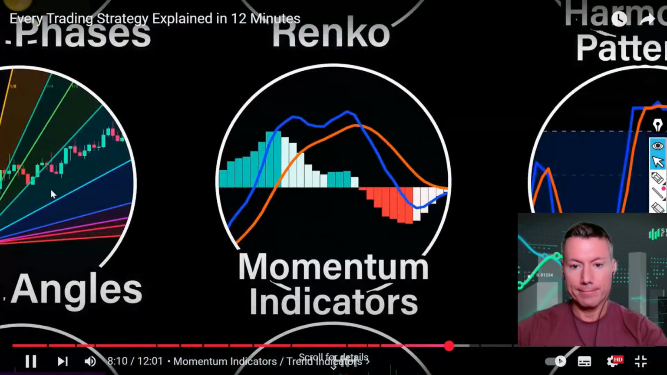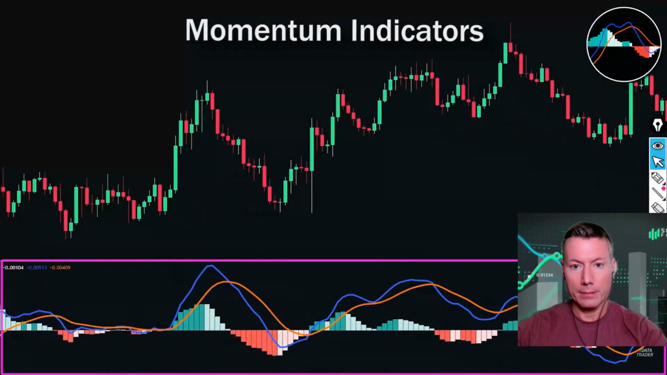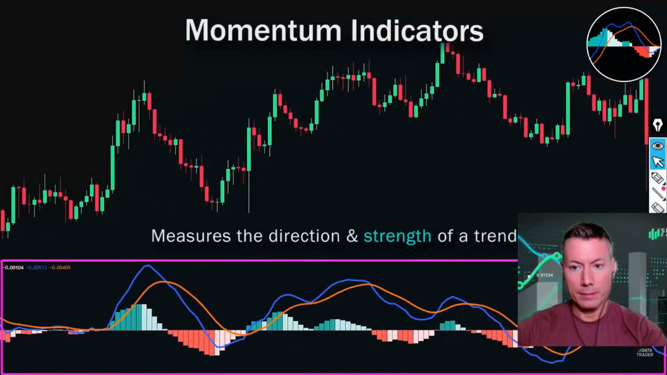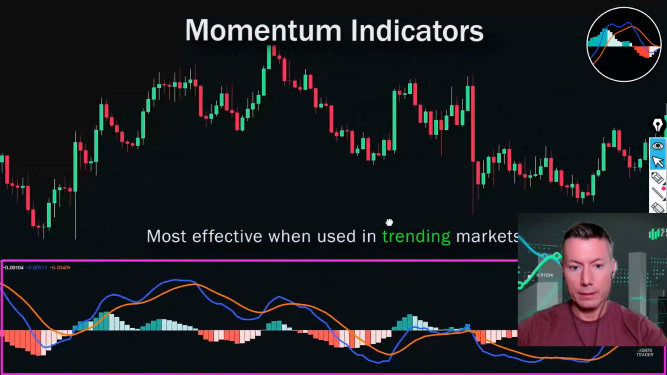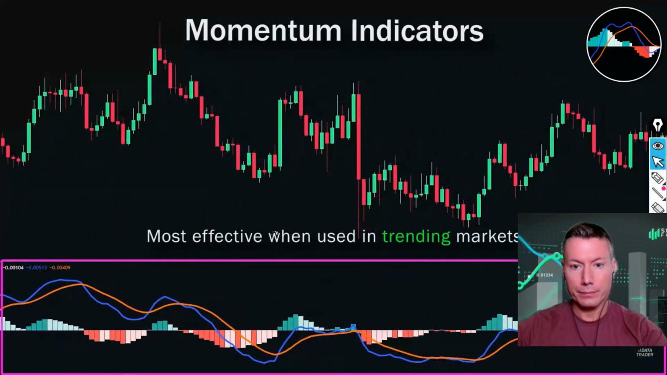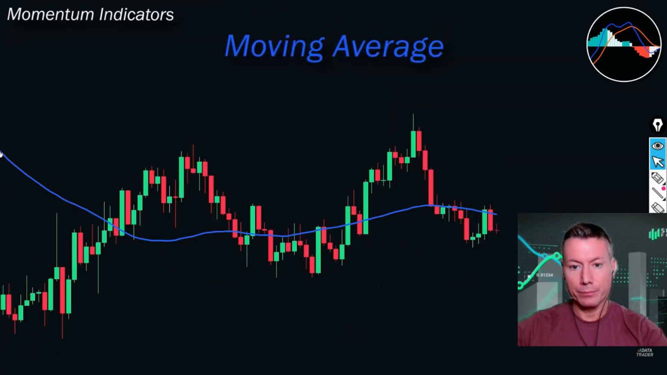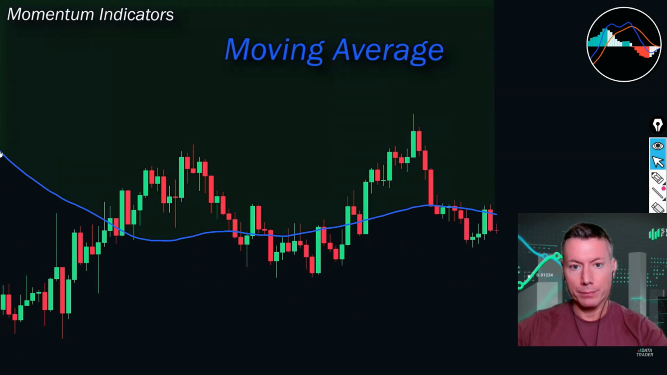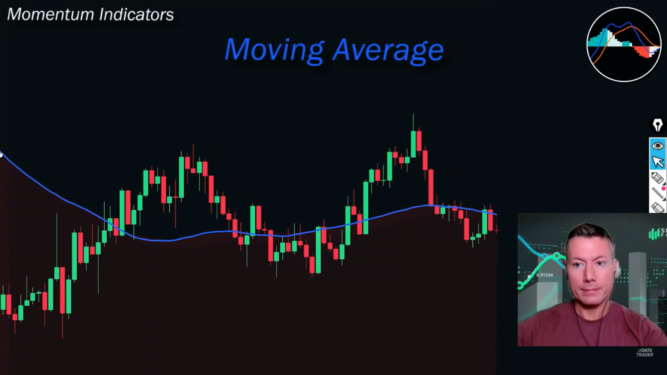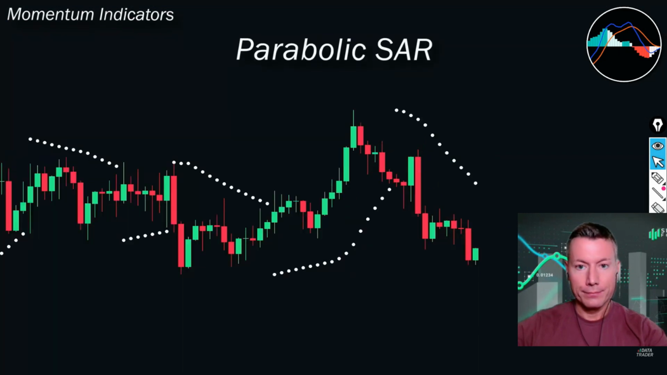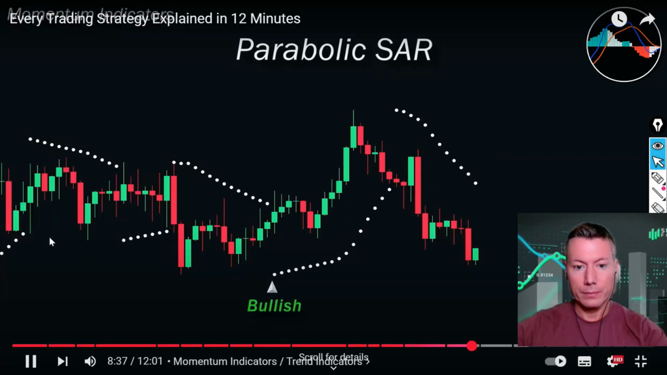Momentum indicators. These are the types of indicator that measure the direction and strength of a trend. It is most effective when used in trending markets. Some of the most notable momentum indicators are MACD. An upwards crossover indicates a bullish trend, while a downwards crossover indicates a bearish trend. Moving averages. Price being above the moving average signals a bullish trend, and price being below signals a bearish trend. Parabolic SAR. A dot below the price indicates a bullish trend, and a dot above the price indicates a bearish trend.